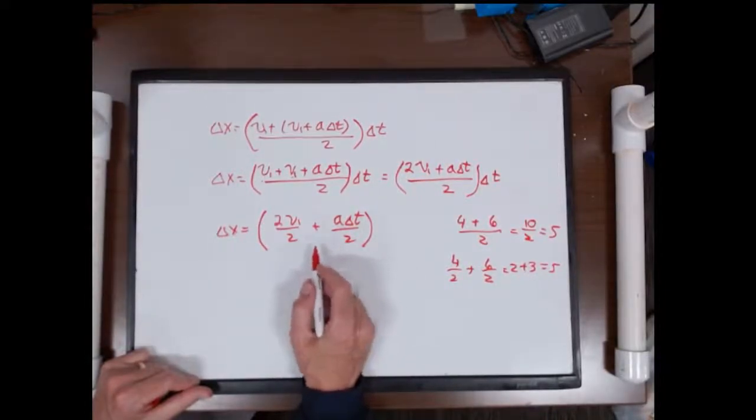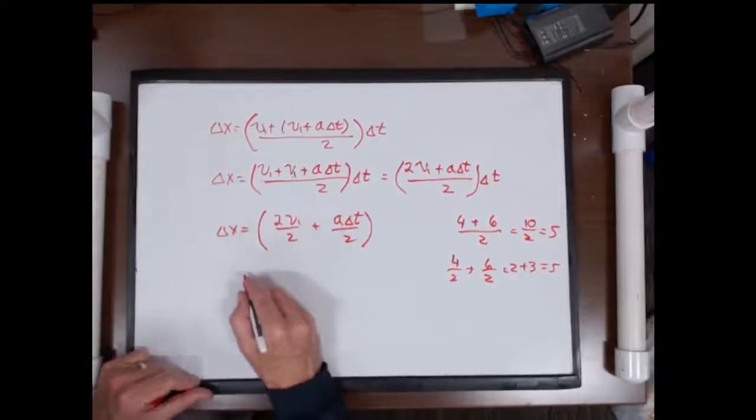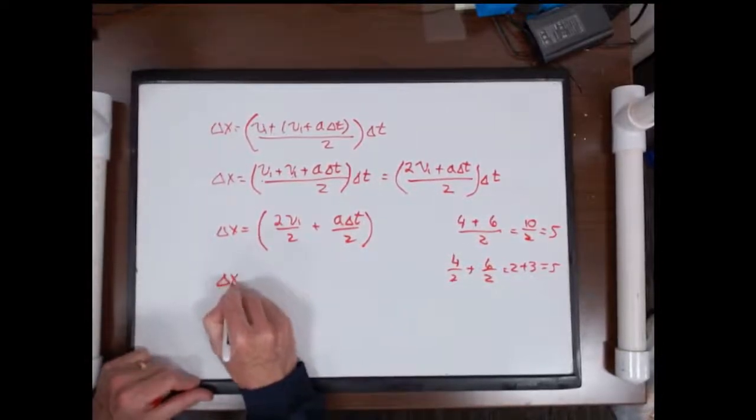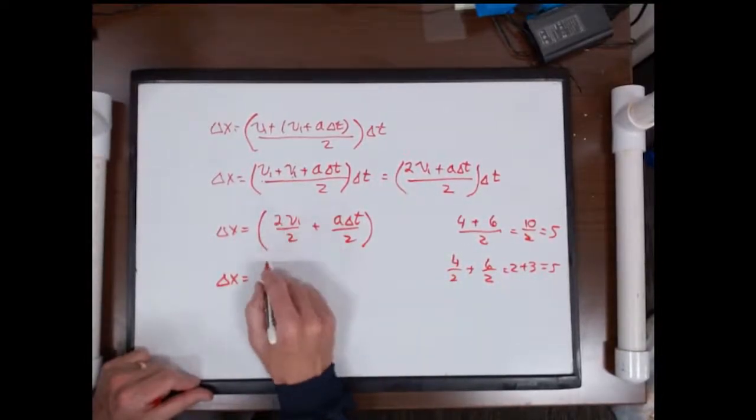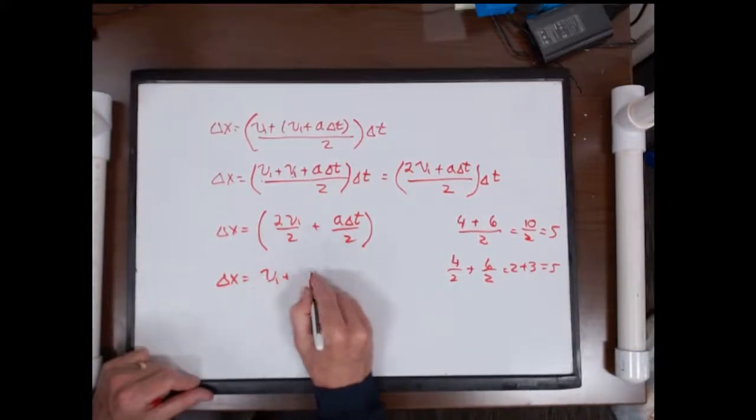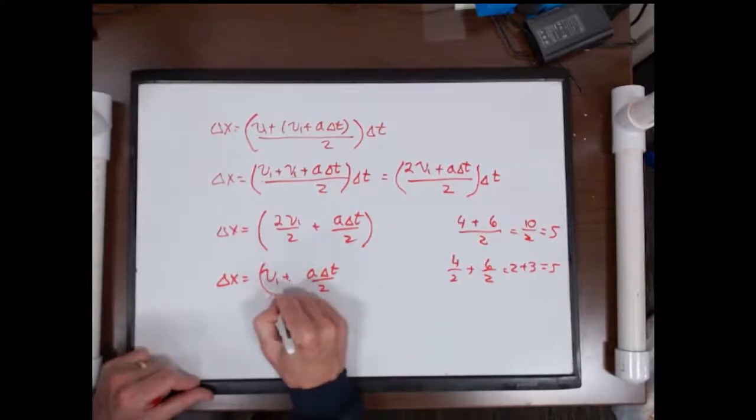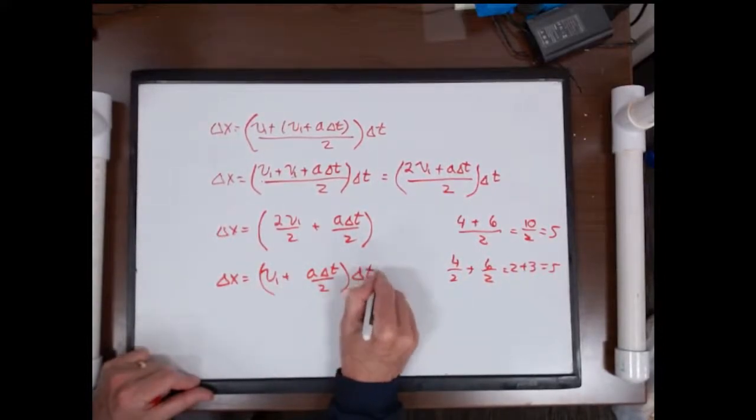So you don't have to worry too much about it, but I want you to see where this comes from, or at least know where it comes from. Delta x is equal to, so the 2's cancel, and I just get v1 plus the acceleration times the change in time over 2 times the change in time.